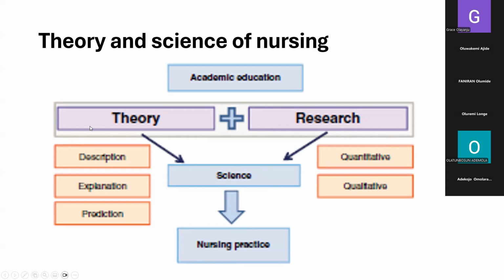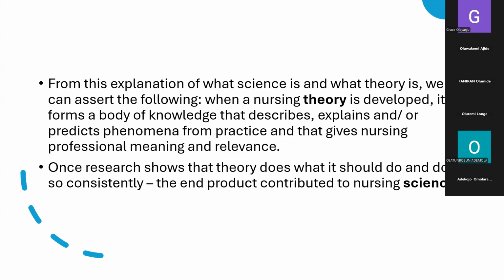So theory can be used to describe, explain, predict, while research can be either qualitative or quantitative or a mixture of two. When they're connected, it becomes science. So we can't talk about science without theory. So there's nothing like a theoretical nursing because theory is the body of knowledge that makes us professionals. Okay.